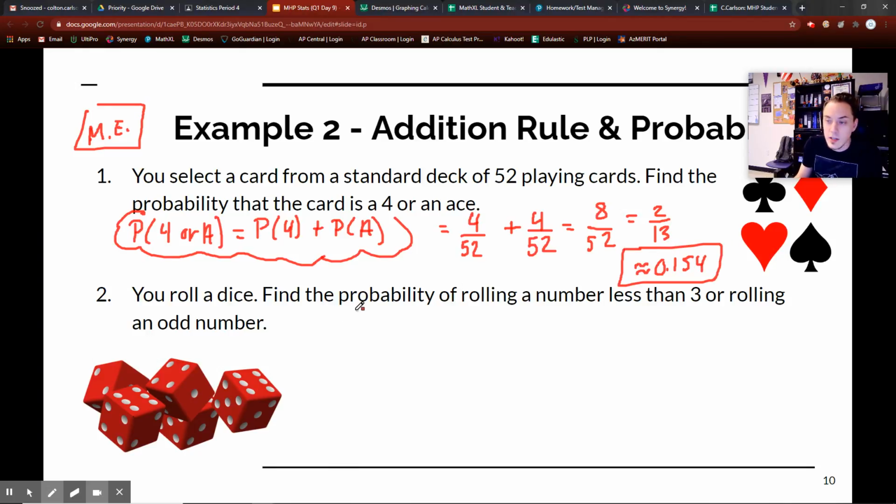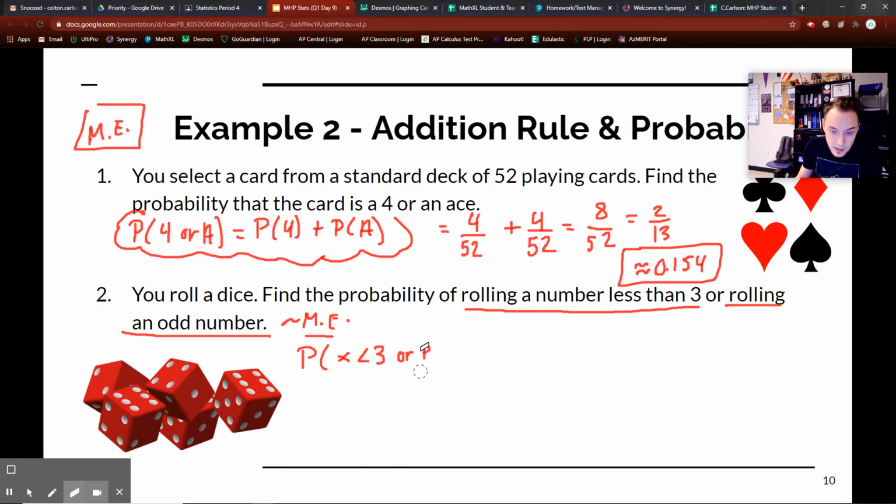Awesome. Next one. You roll a die. What is the probability of rolling a number less than 3 or rolling an odd number? Is it mutually exclusive? Can you have an odd number and a number that's less than 3? Well, yeah. So that means that they're not mutually exclusive.